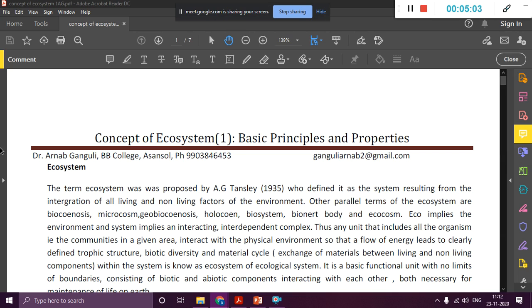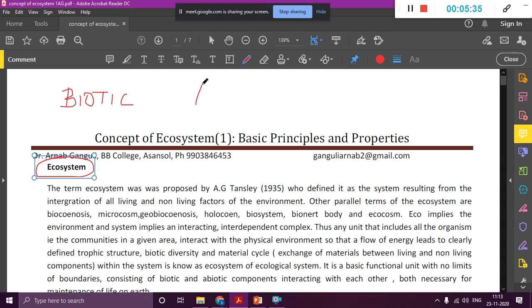You will see it. So the thing was, we are going to talk about ecosystem. According to that video, an ecosystem consists of two things: biotic factors and abiotic factors.